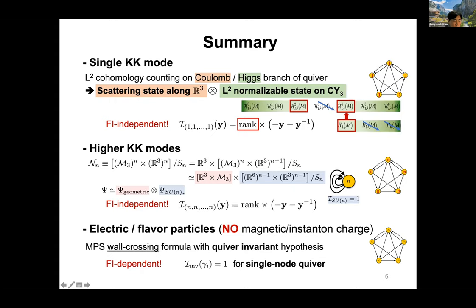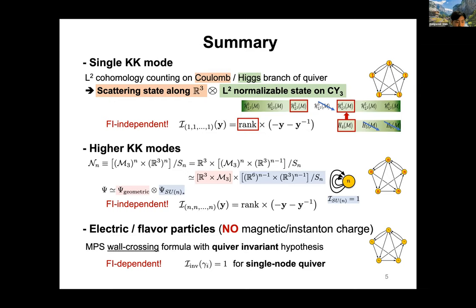And for the electric flavor particle sectors, which don't possess any magnetic or instanton charges, we can apply the Manschot-Pioline-Sen wall crossing formula with the quiver invariant hypothesis. This formula tracks Witten indices, and in particular, its wall-crossing dependent part. So we can get a physically sensible answer by imposing this quiver invariant for a single-noded quiver or single-noded sub-quiver of a given quiver. And I'd like to emphasize that this answer is FI dependent, and this can reproduce some of the spectra which we can expect from our physical intuition.